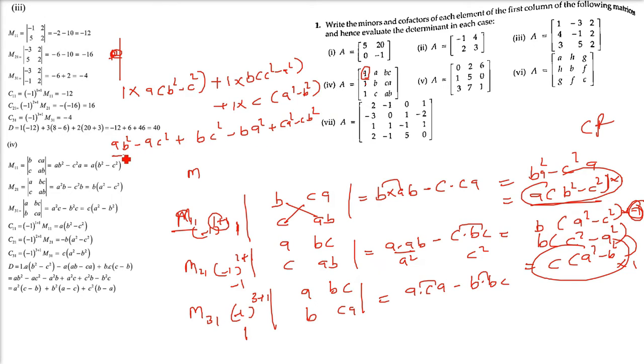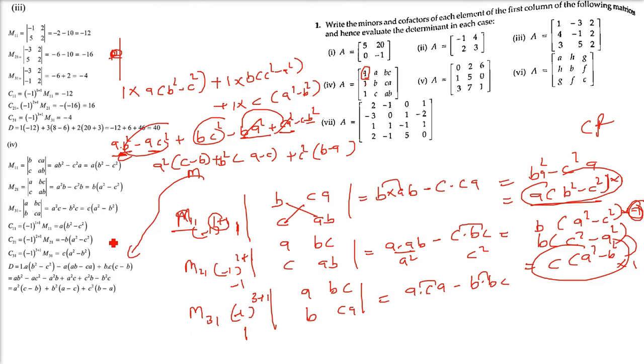Now you just take a square common from ac square and ba square. I am taking a square common, it will be c minus b. Then you take b square common, and then you have a minus c here, so it will be b square into a minus c. Now c square, you will get c square into b minus a. So this is the final answer.